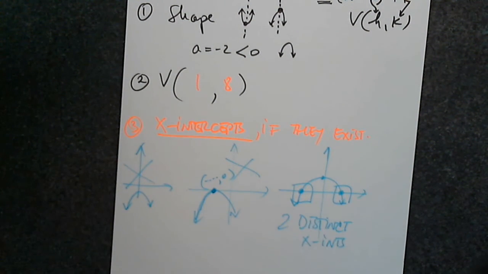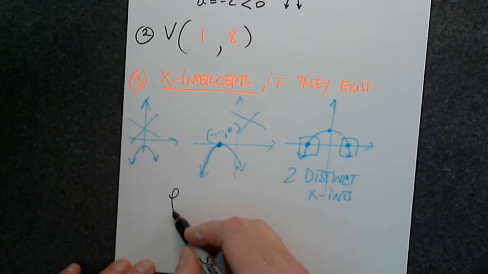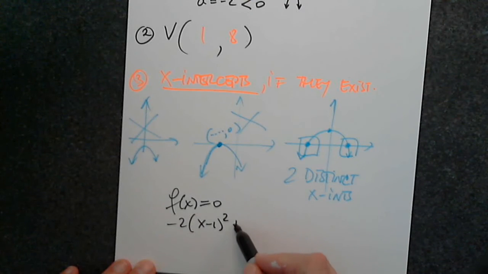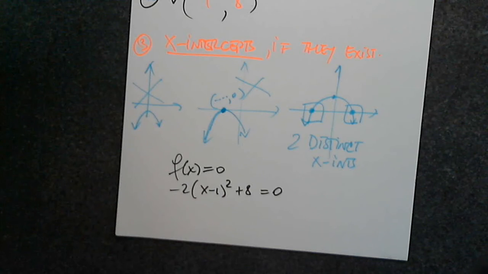So how do I get the x-intercepts for any function? Yes, we have to set the function equal to 0, which is -2 times x minus 1 squared plus 8 equals 0. How do I solve such an equation? What do I have to do first here to solve for x?